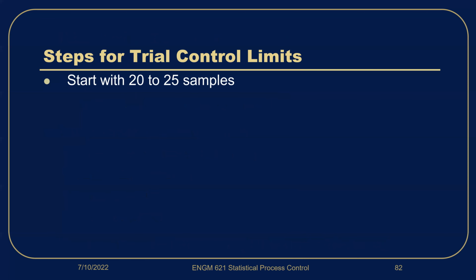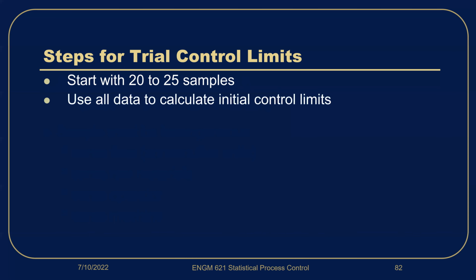There are steps we need to follow to build trial control limits for X-bar chart and R chart. First, we start with 20 to 25 samples. This 20 to 25 is the number of samples, m, not the sample size n. Then we use all data to calculate initial control limits, which means maybe some of those data are out of control data. But in this step, we do not know, and we use all of them.